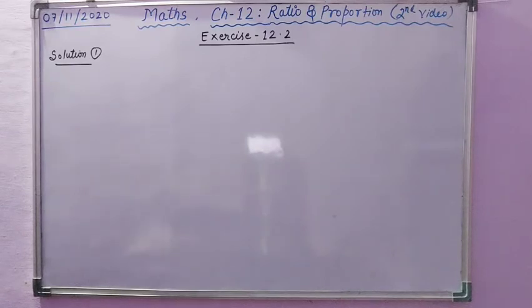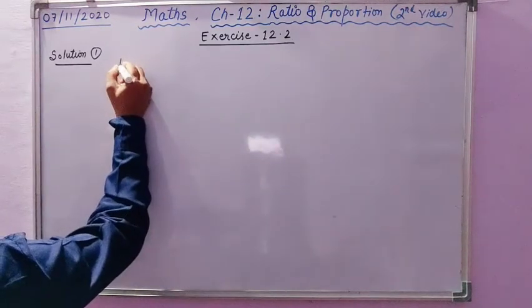Now students, I am going to solve exercise 12.2. The first question: are 5, 20, 13, 52 in proportion? So first of all, we'll check the ratio of the first and second quantities.